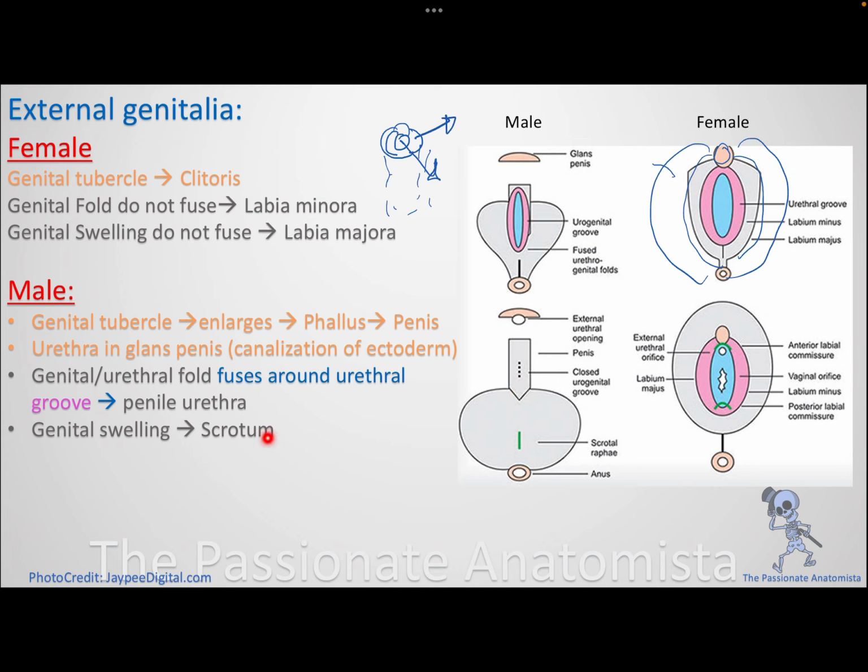Okay, guys, so the last thing, just a very quick recap. The genital tubercle will give you the clitoris in female, glans penis in male. The genital folds will give you labia minora in female, and penis in male. All right, and the genital swelling, which is lateral to the genital folds, or another name is the labioscrotal swelling, is going to give you the scrotum in male and the labia majora in female.